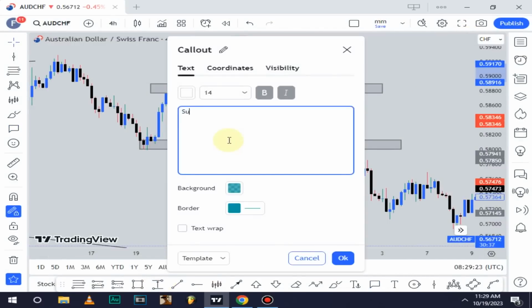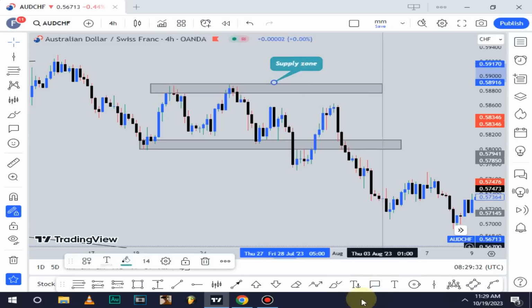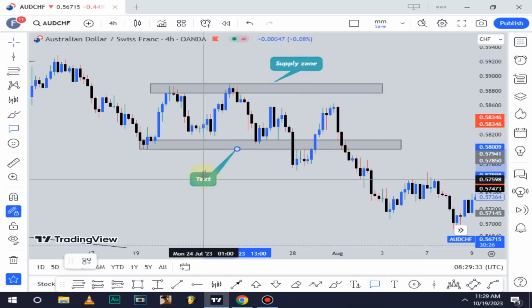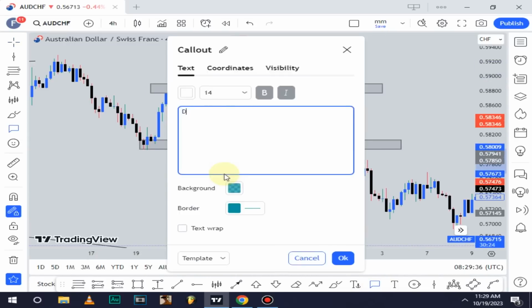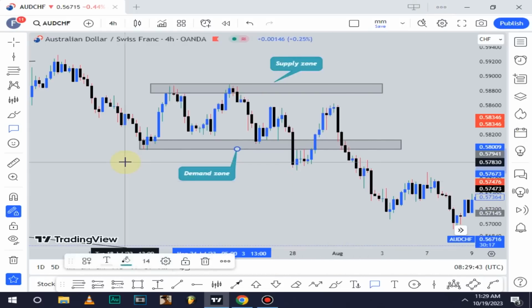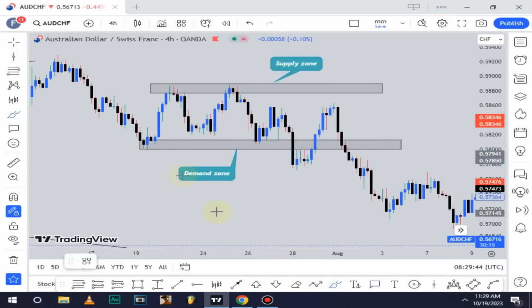So this is a supply zone, or a resistance, right? Then over here, this is our demand zone. We just call this out as a demand zone over here. So that's what's up. Most people, this is how we usually trade.